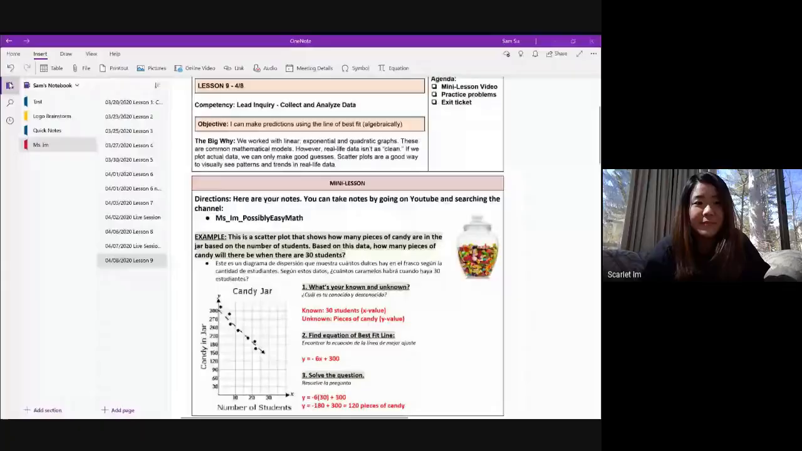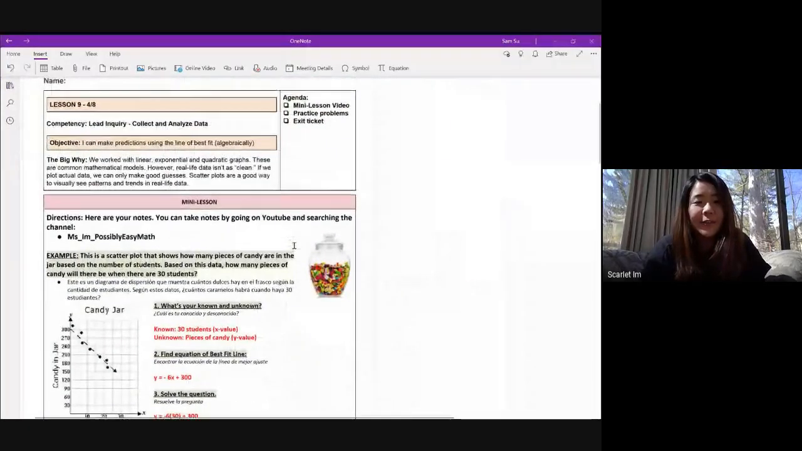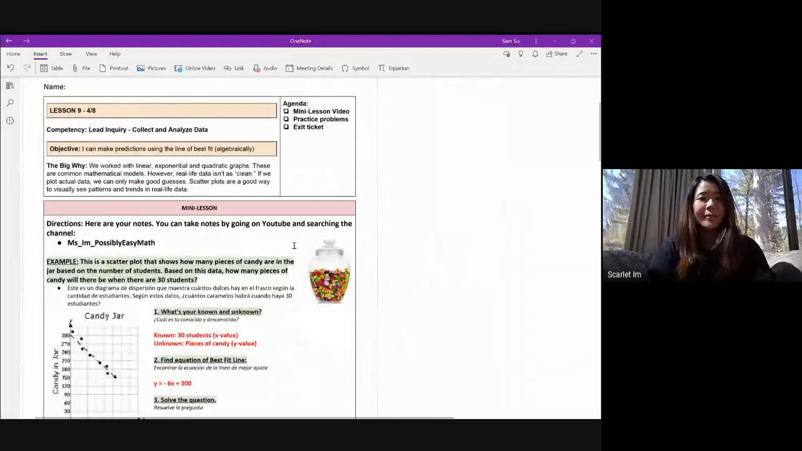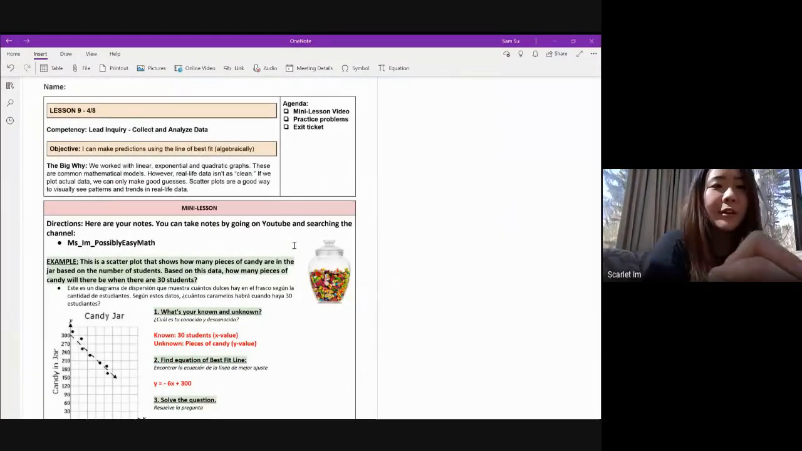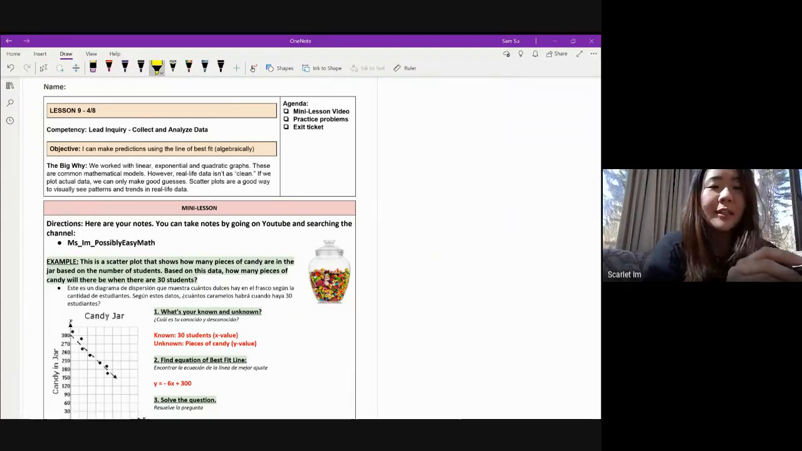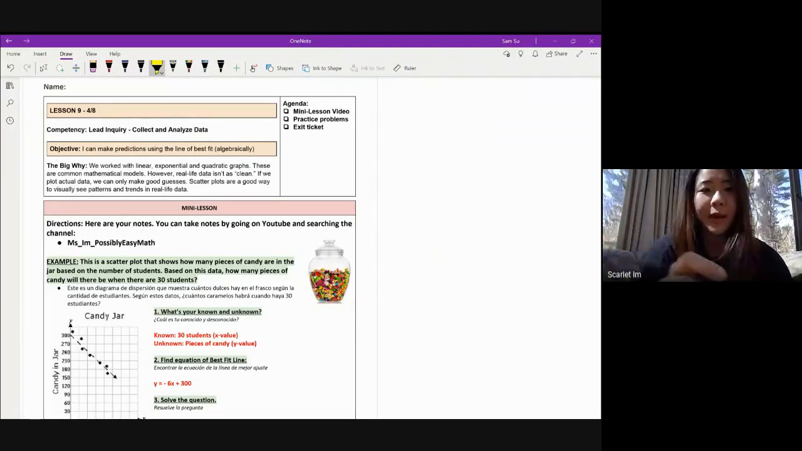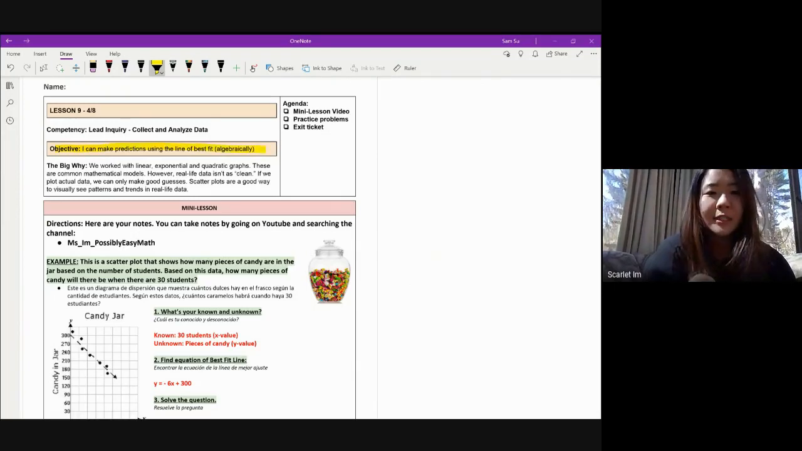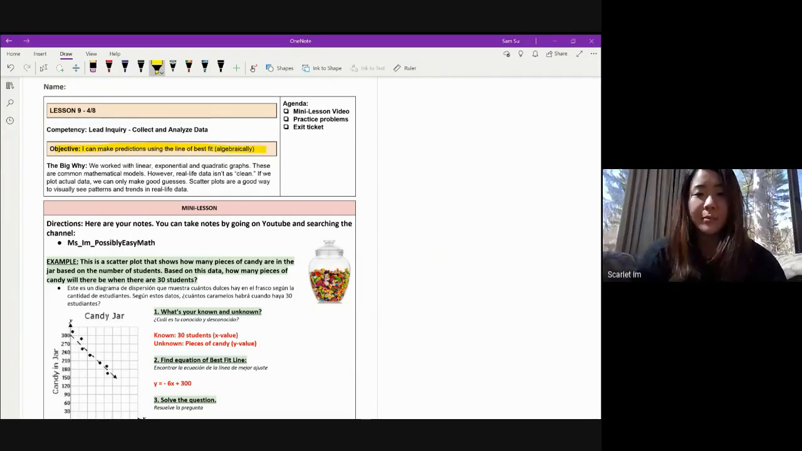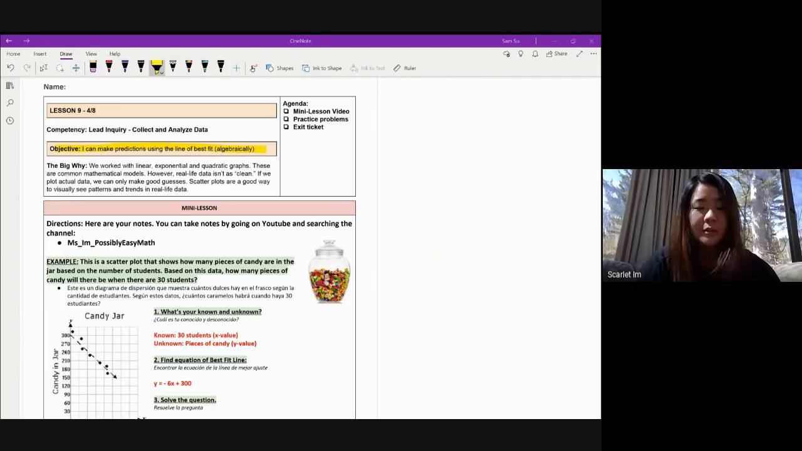I'm going to share my screen right now. Let us begin. Okay, so for today, we're going to be putting things together. It's going to be a fairly quick packet, but our objective is to make predictions using the line of best fit algebraically. Let me just check that this is working.